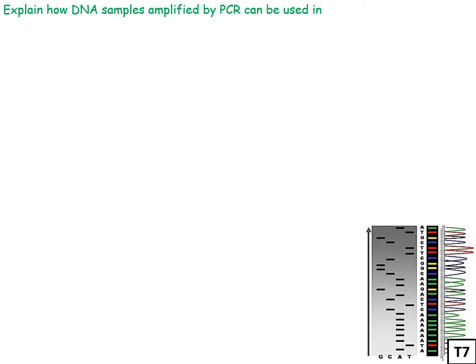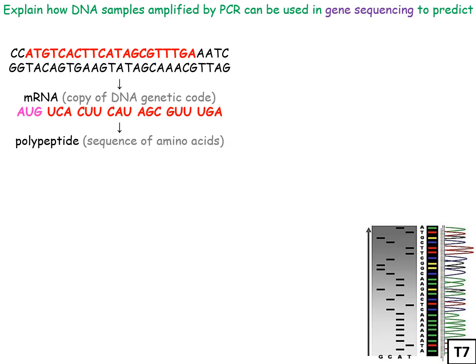Once you've amplified the DNA samples by PCR, they can be used in gene sequencing to predict different things. We learned from protein synthesis that our genes have a DNA sequence, or order of bases, and that order of bases can be copied in transcription to produce mRNA, which is a copy of the DNA genetic code. The codons in the mRNA then code for specific amino acids to produce the sequence of amino acids, and that uses the genetic code.